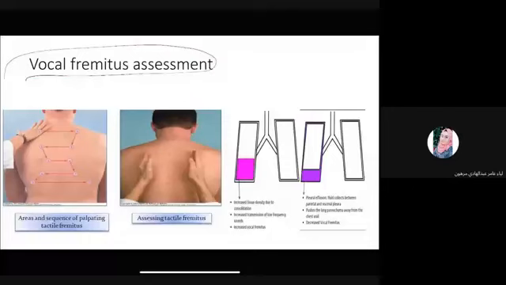The idea of vocal fremitus is that I place the ulnar surface of the hand, which is very sensitive to vibrations, on the chest and ask the patient to say something that generates vibrations, like 99 in English, okay, or 44 in Arabic.